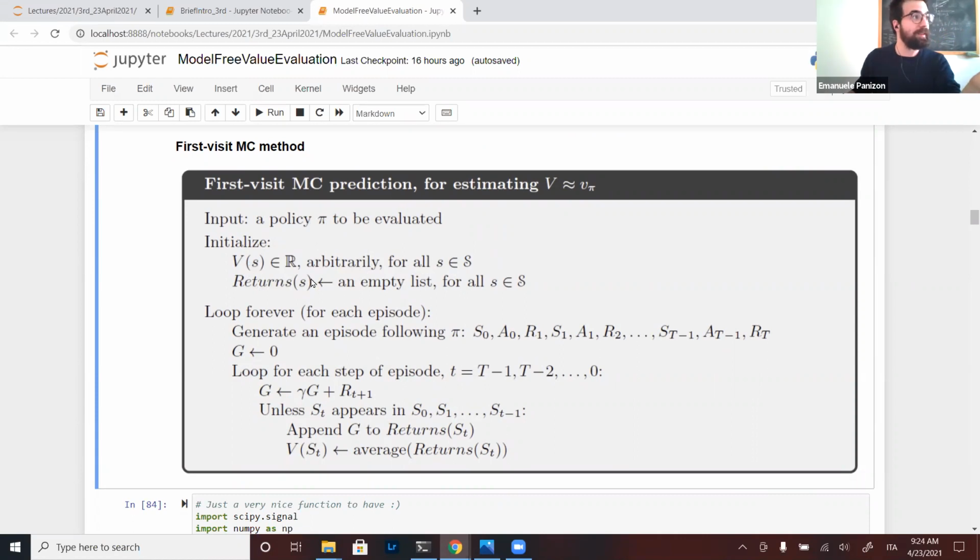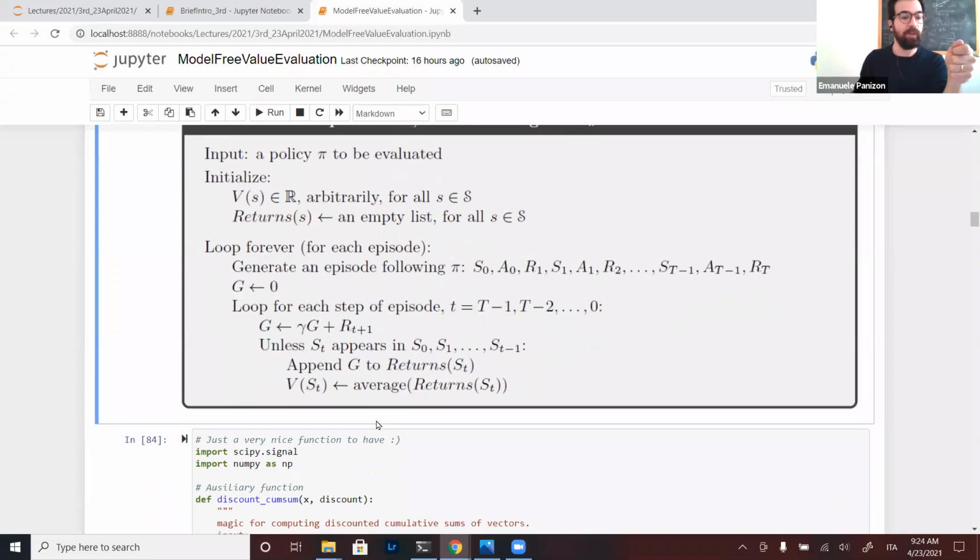I will have a list of returns which are basically empty, which means I have not visited anything yet. And then for each episode, I'm going to start from the beginning. I'm going to sweep up to the end, and then I will calculate the returns for each time step. And then if it's the first time I've seen that state, I will append to the list of that state the return I've just seen. Okay, do you have a question about this?